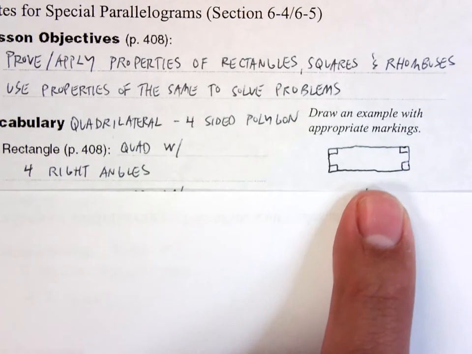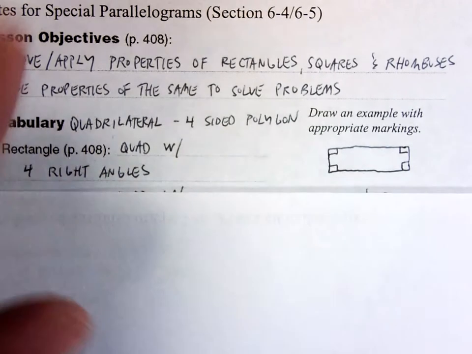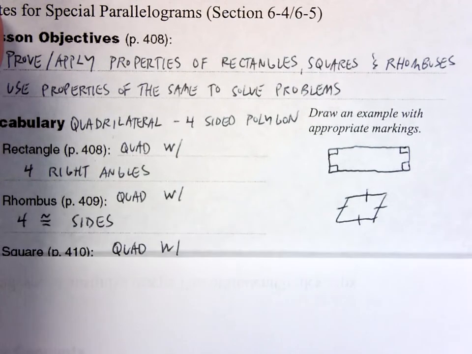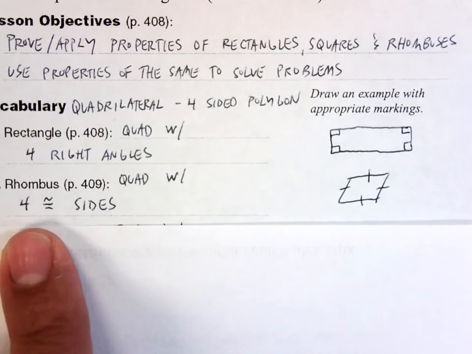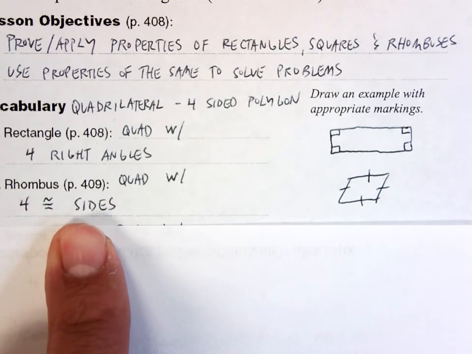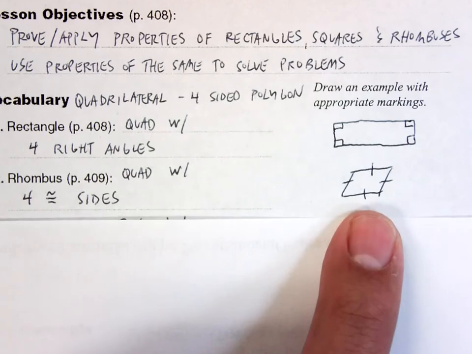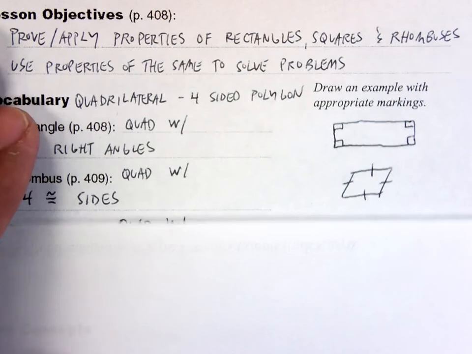It asks you to draw an appropriate picture with appropriate markings. There's my beautiful artwork right there. Next one says, rhombus. What is a rhombus? A rhombus, again, is a quadrilateral with four congruent sides. As long as I have four sides and they're all the same, by definition, that's a rhombus. There's my artwork. The tick mark is telling you all the sides are the same.